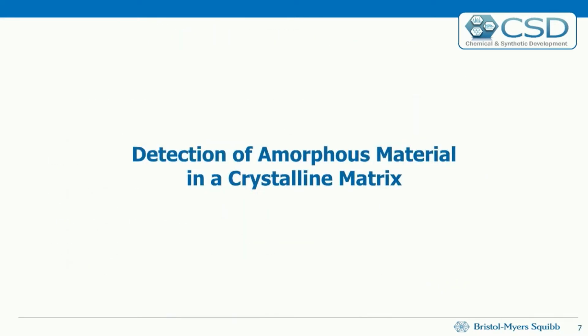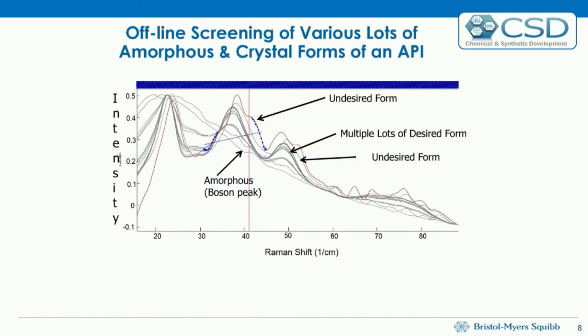What gives it a big advantage, as I mentioned, was this amorphous material, being able to look at it and quantitate it. And this is just a quick example here where we have an active pharmaceutical ingredient with many forms. And I pulled out a number of spectra. Some are the undesired crystalline form, that which had less desirable powder properties, bioavailability, solubility. We have a desired form, and we've run multiple lots of it, because obviously you're trying to produce that.